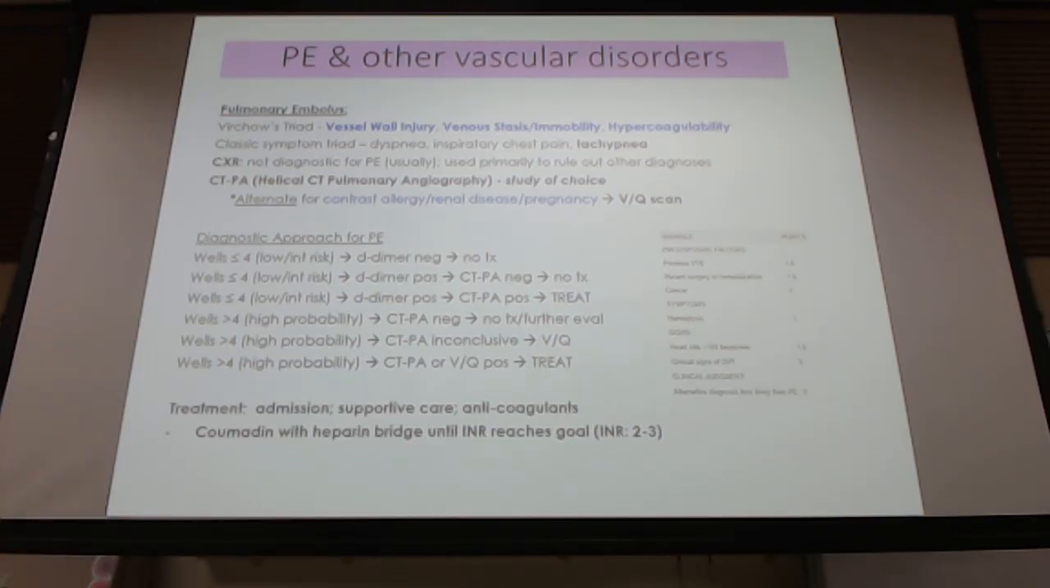D-dimer is great to rule it out. So if it's negative, pretty sure they don't have a PE. So that's a good one. Or at least one caused by a DVT, right? But if they do have a high pre-test risk, then we're going to go straight to the imaging. This is another one, right? CTPA versus VQ scan. I give you the reasons that you should consider VQ scan first.